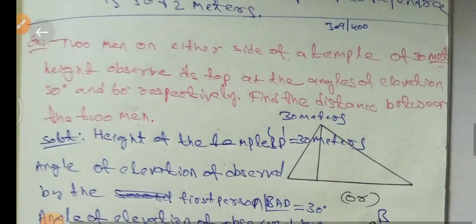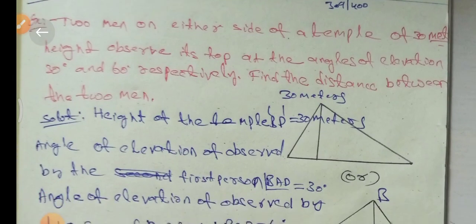Two men on either side of the temple of 30-meter height observe its top at the angle of elevation 30 and 60 respectively. Find the distance between the two men.